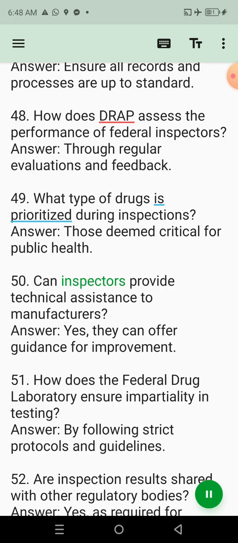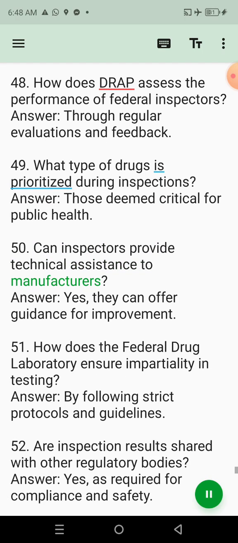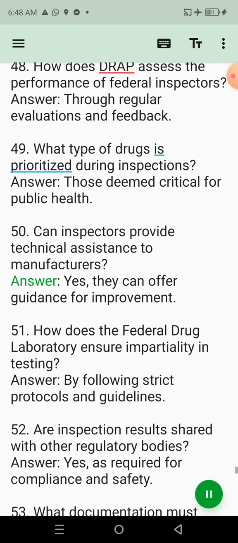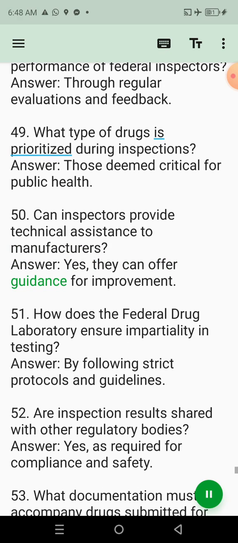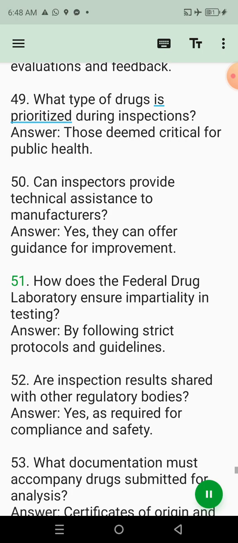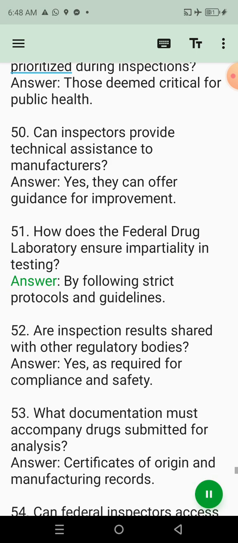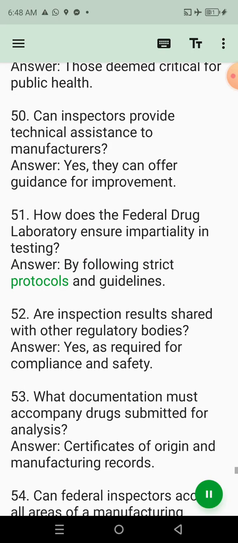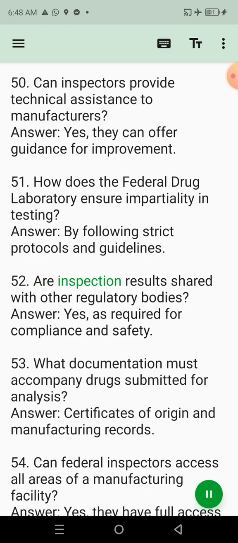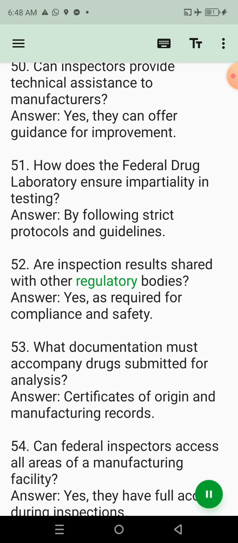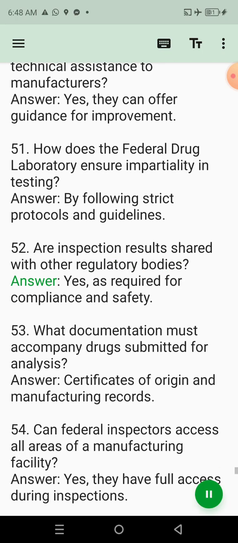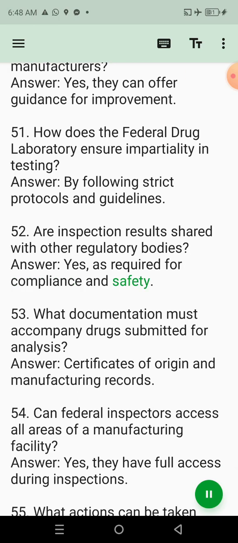50. Can inspectors provide technical assistance to manufacturers? Answer: yes, they can offer guidance for improvement. 51. How does the Federal Drug Laboratory ensure impartiality in testing? Answer: by following strict protocols and guidelines. 52. Are inspection results shared with other regulatory bodies? Answer: yes, as required for compliance and safety.